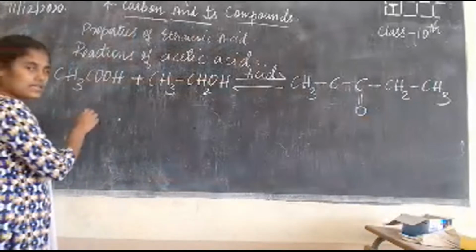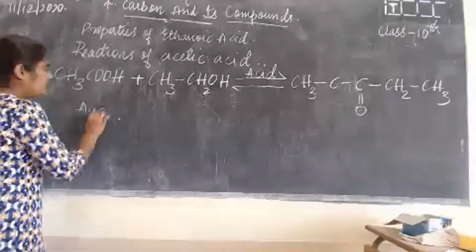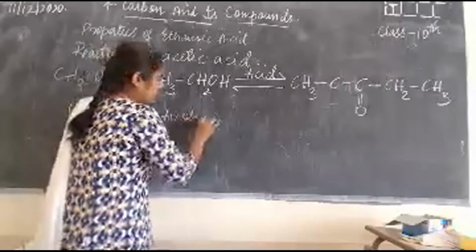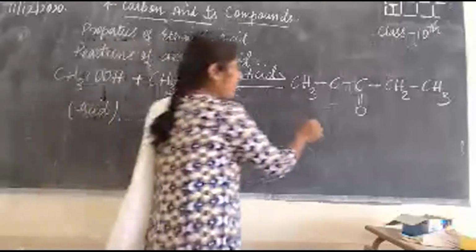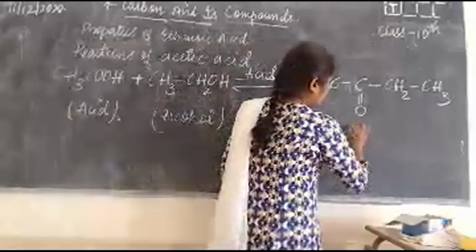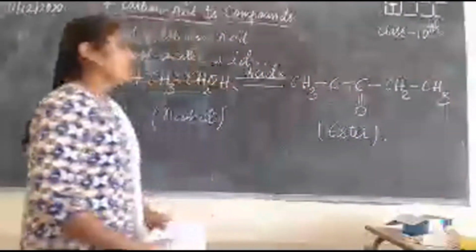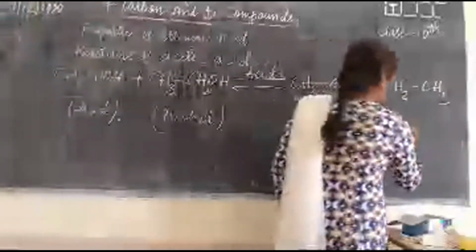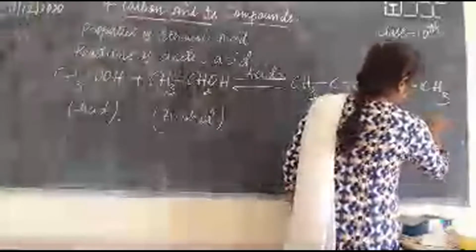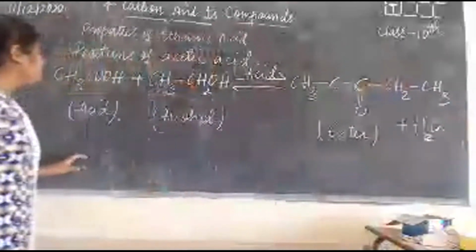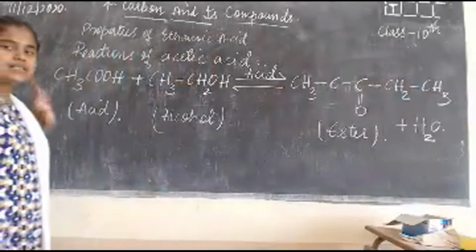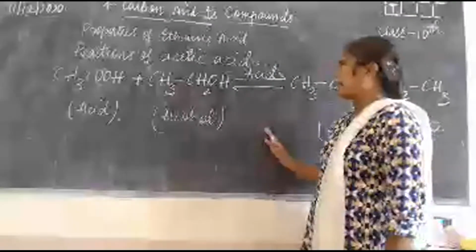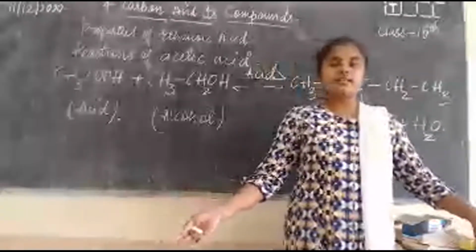So what they have taken? They have taken ethanoic acid, then they have taken alcohol, that is ethanol. Then they have formed an ester. This is the final product. So this is how the esterification reaction takes place, with the liberation of water. This reaction is called the esterification reaction. I hope this is clear for you all, how these esters are formed.